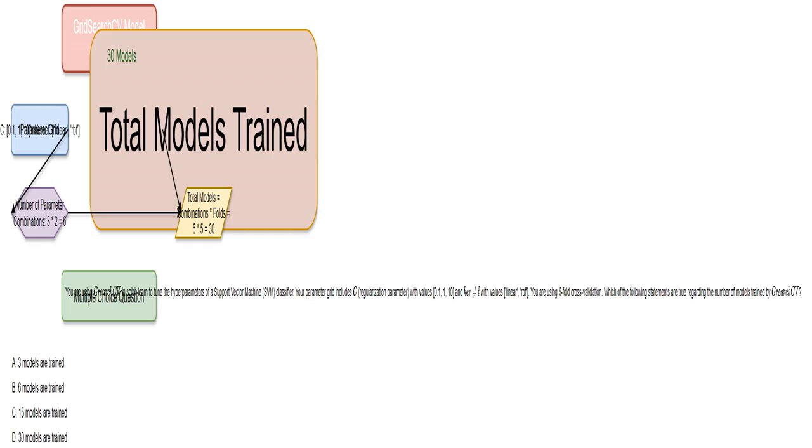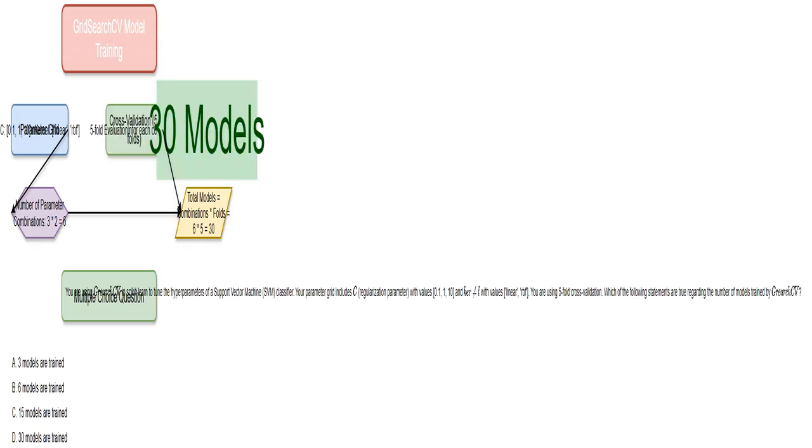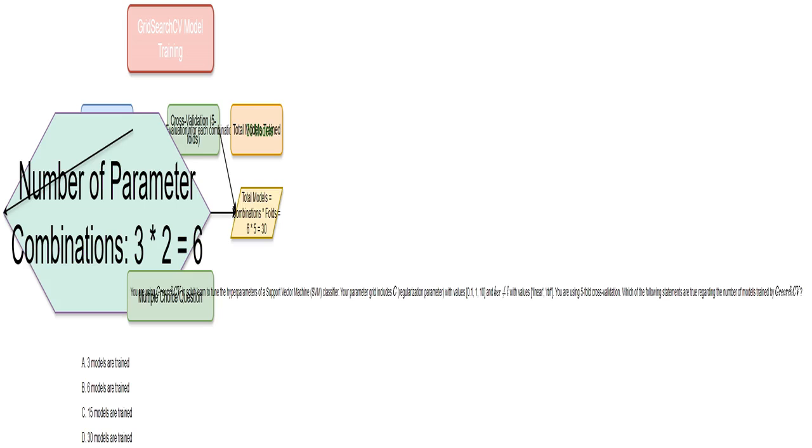I'm determining the total number of models trained. This is the final result, the total number of models trained across all parameter combinations and cross-validation folds. I calculate the number of unique combinations by multiplying the number of choices for C, 3, by the number of choices for kernel, 2. That's 3 times 2, which equals 6. I find the total number of models by multiplying the number of parameter combinations, 6, by the number of folds in my cross-validation, 5. That's 6 times 5, which equals 30. So, GridSearchCV trains and tests 30 different models to find the best one. Awesome.